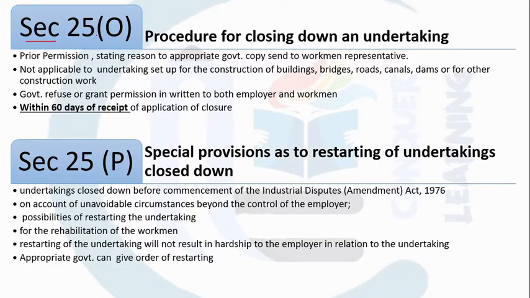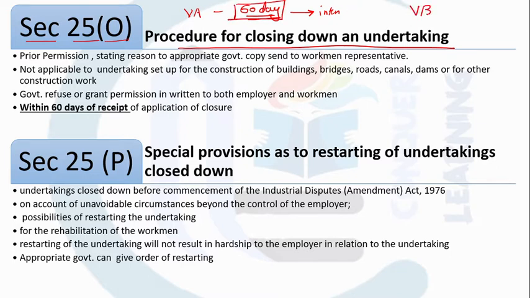Next comes section number 25O, procedure for closing down an undertaking. In chapter number 5A, there was the condition of 60 days. The employer who is intending to close down the establishment is supposed to give 60 days notice. But in chapter number 5B, it is required to take the prior permission before you close, and send the copy to the workmen.